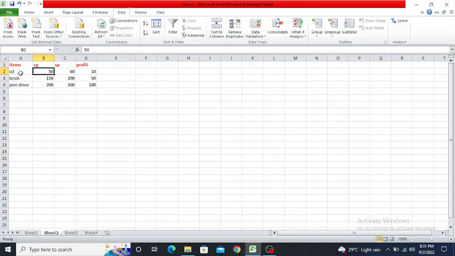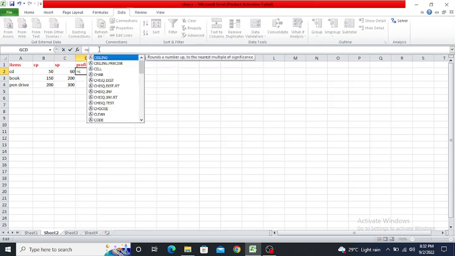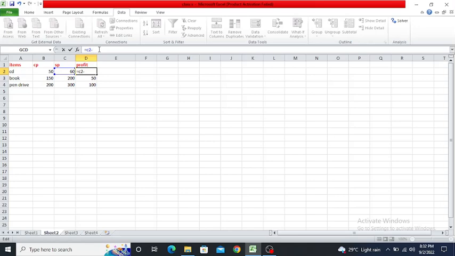So cost price we have taken for CD as 50, selling price is 60. Now profit, how do we calculate the profit? Selling price minus cost price. So that's how we calculate the profit. Here you see the formula in the formula bar, we have written C2 minus B2. That is, I am showing you again here. C2 means the selling price minus the cost price. So this is the formula for profit, selling price minus cost price. Just press enter. So this is your profit and you can autofill it. So the rest of the profit will also come.